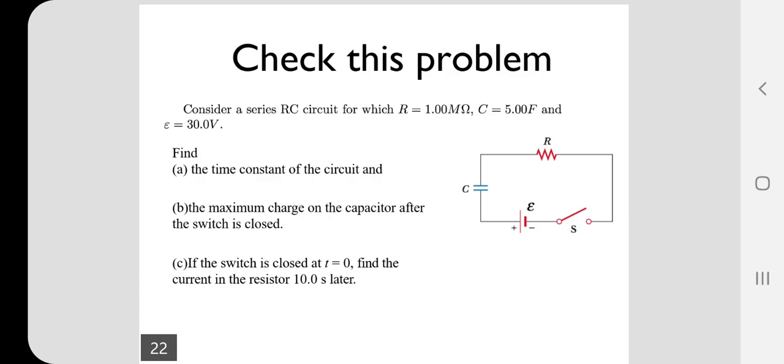And the second question is the maximum charge on the capacitor after the switch is closed. What is the maximum charge on the capacitor? And the third one is, if the switch is closed at t equal to 0, find the current in the resistor 10 seconds later. So these are the three questions given in this problem.